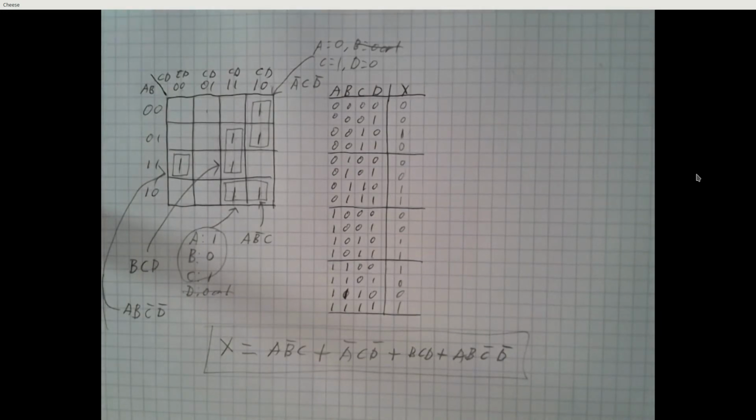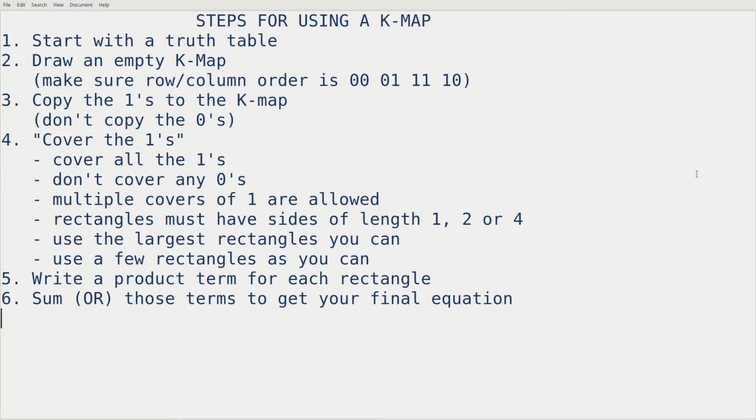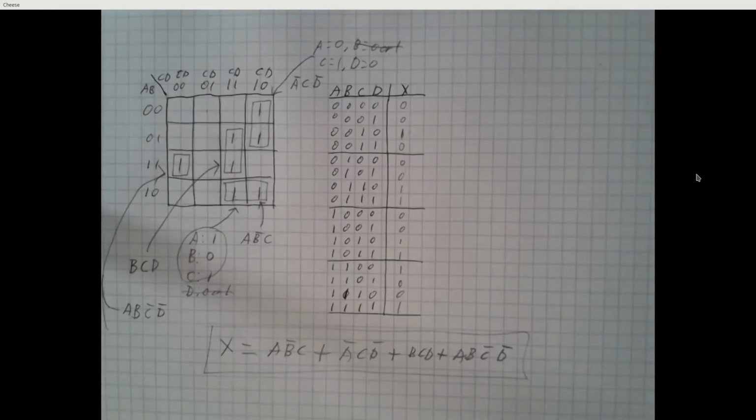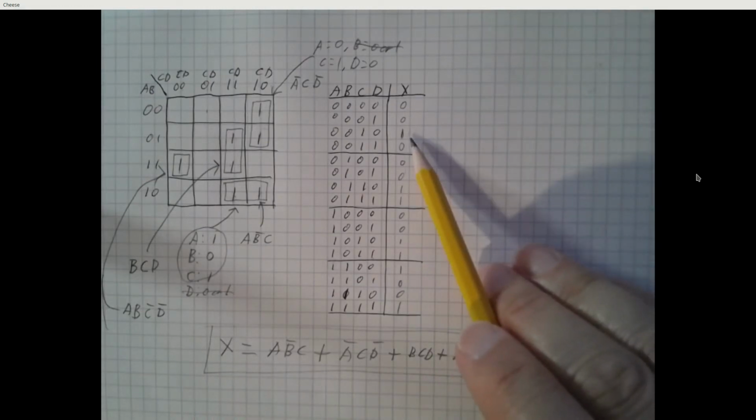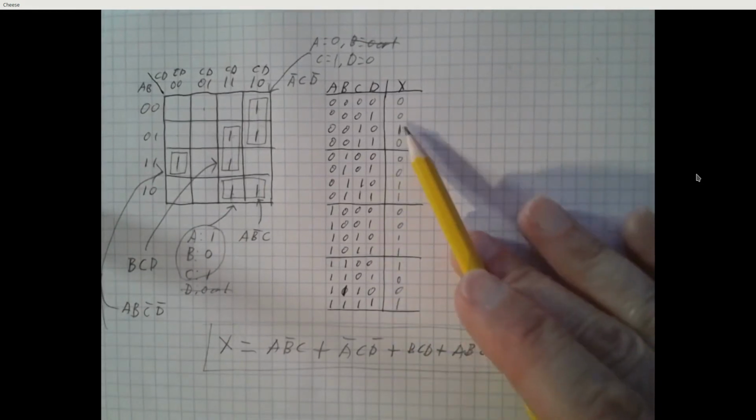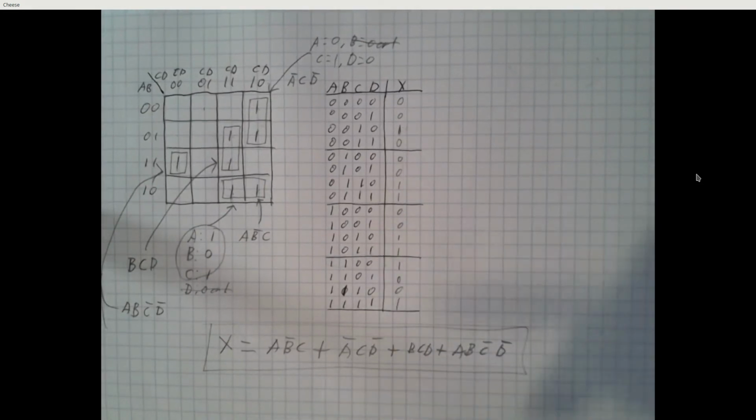Okay? It's a lot of steps. It's, you know, these 6 steps, and the covering of the ones takes some trial and error, but it's a very mechanical algorithm. You go through these steps, and at the end you get this equation, and this is a simplified equation. Remember, our direct sum of products would have been 7 things ORed together, where each of those things was an AND of 4 terms. Well, here we've got 4 things ORed together, 3 input, 3 input, 3 input, 4 input. Quite a bit less hardware.